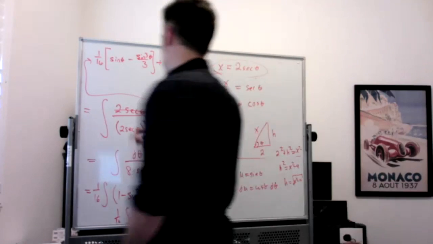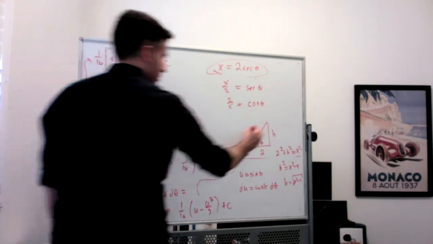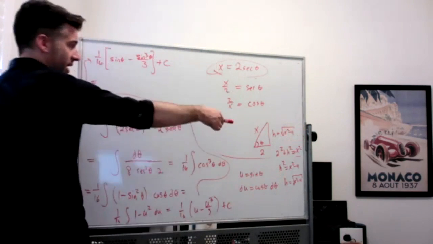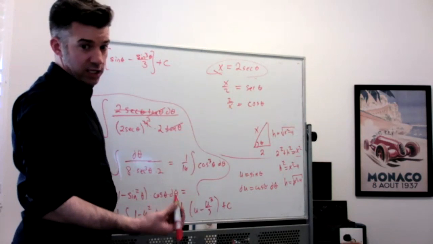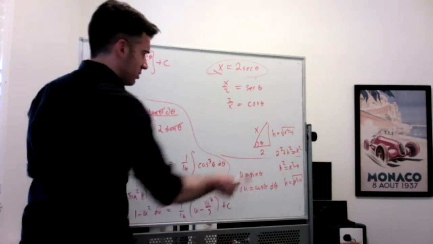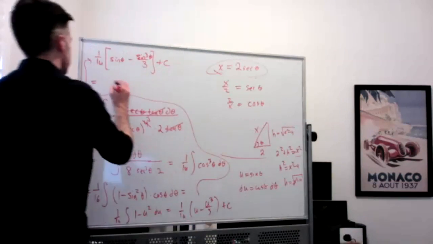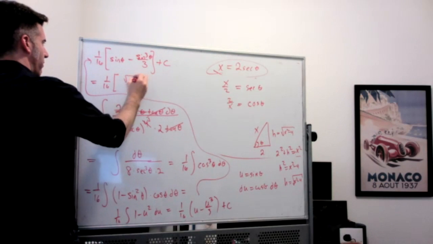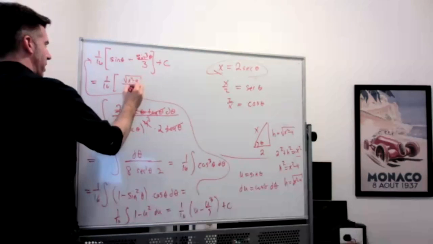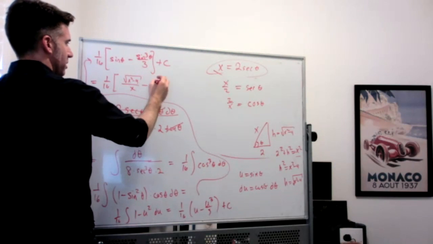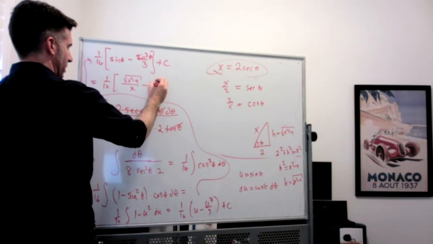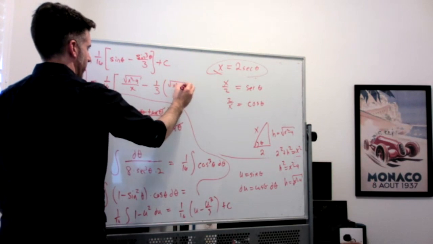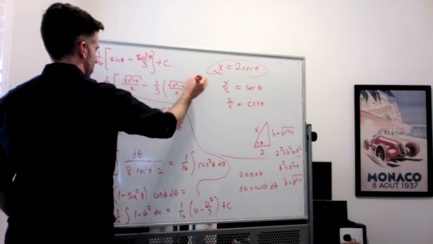Okay, so then we're going to get sine of theta, which is opposite over hypotenuse. So the square root of x squared minus 4 over x. So it's going to be 1/16 times the square root of x squared minus 4 over x, minus that cubed over 3. So 1/3 square root of x squared minus 4 over x, cubed.